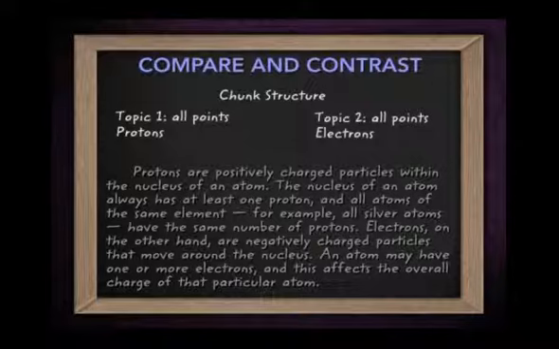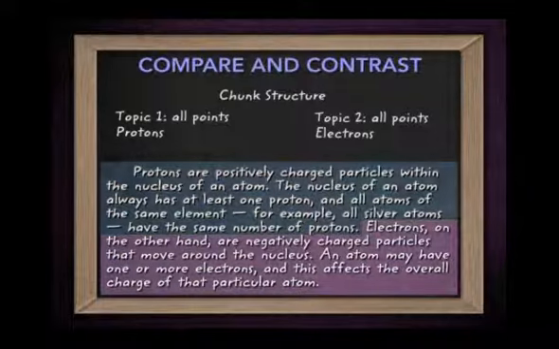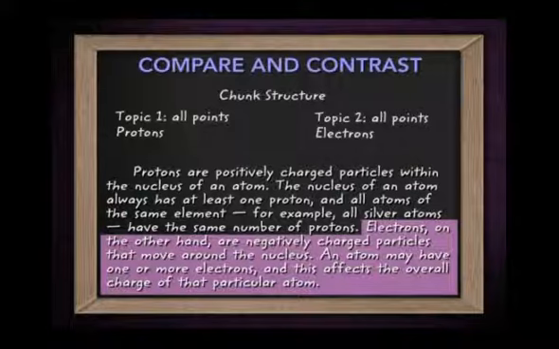Look back at that paragraph. It starts off, protons are positively charged particles within the nucleus of an atom. That sentence and the next sentence, the nucleus of an atom always has at least 1 proton, and all atoms of the same element, for example, all silver atoms, have the same number of protons. So the first 2 sentences of the paragraph are all on protons. The last 2 sentences are all on electrons.